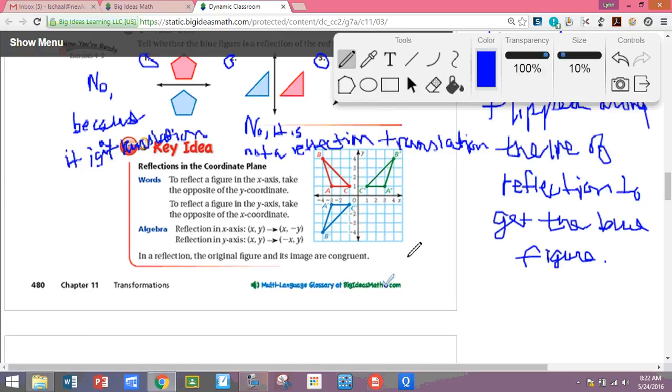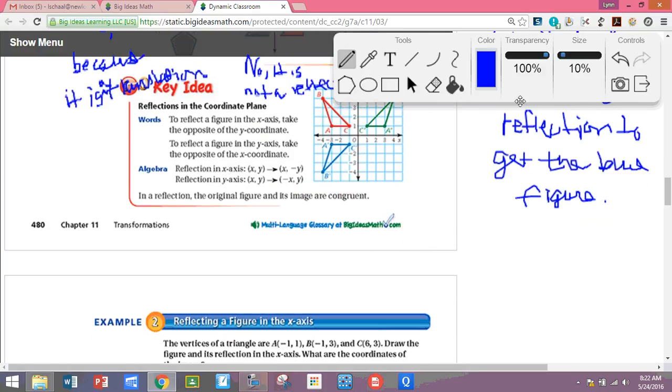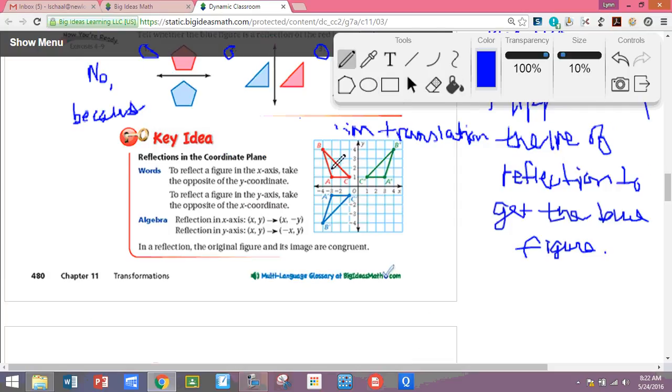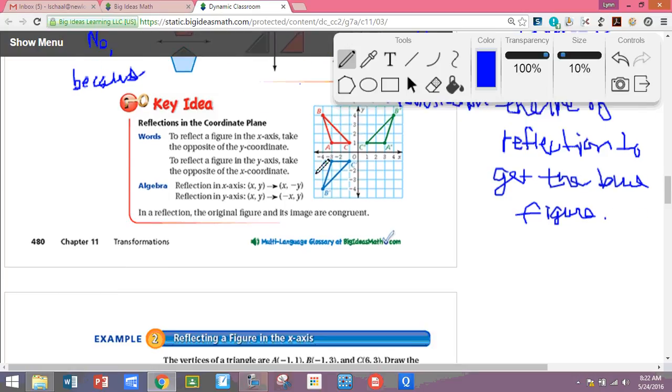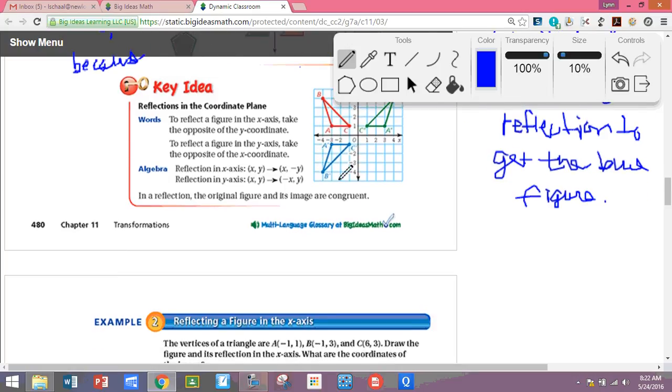Okay, now if you look at the next section, I'm going to have to erase a little bit of this here. We talked about just recognizing whether it is or isn't a reflection and why. Now you're actually going to do it on a coordinate plane. So this really becomes more mathematical now. That's the difference probably from 6th grade to 8th grade. Now you're actually going to be doing some math on your coordinates.